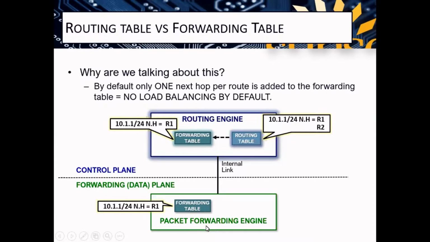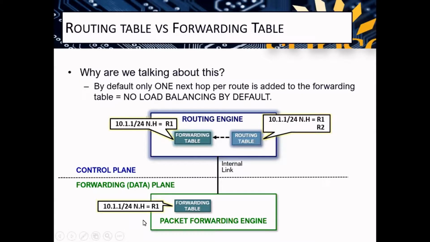So even if I have multiple routes, let's say BGP routes, or I have multiple next hops for my OSPF routes, only one of those is going to be in the forwarding table, and only that one will be used for the actual forwarding of traffic.